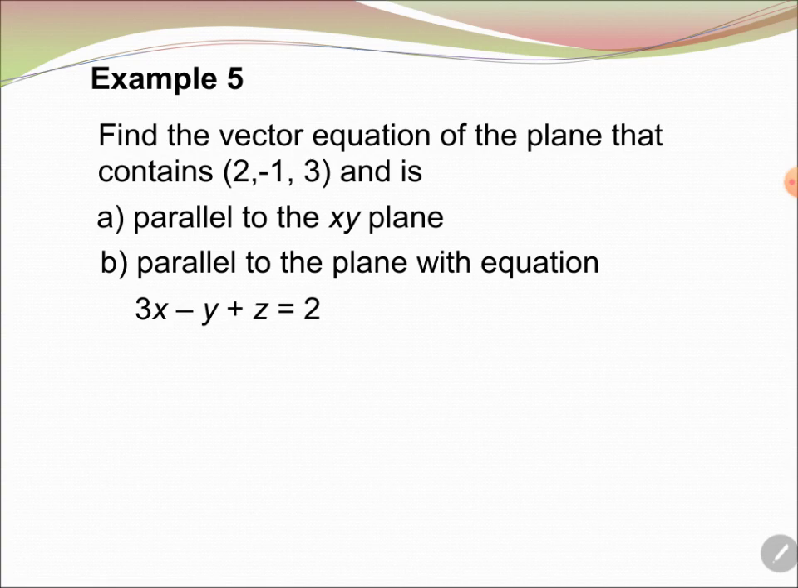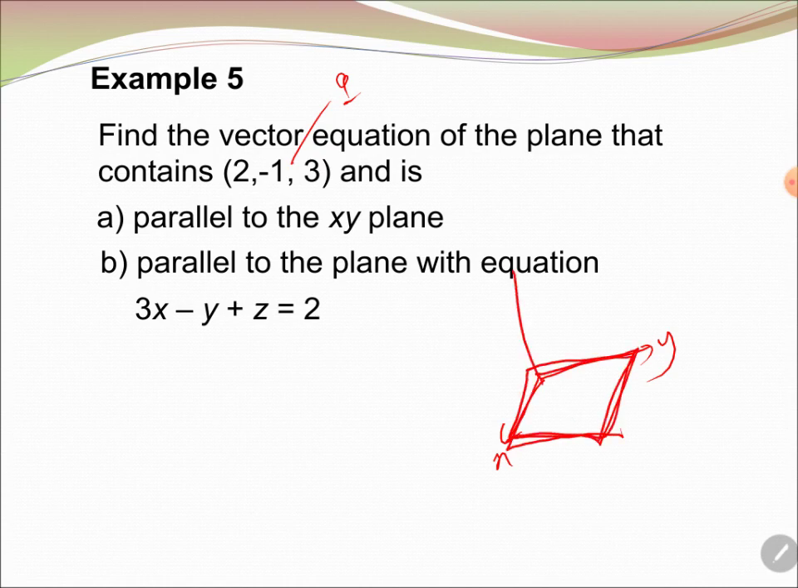Example 5. Find the vector equation of the plane that contains 2, negative 1, 3, which is the position vector A, and is parallel to, for question a, the xy plane. So what do you think about the xy plane? We have the x-axis, y-axis. So the xy plane is here. That means, what do we have? We don't have a value for z.